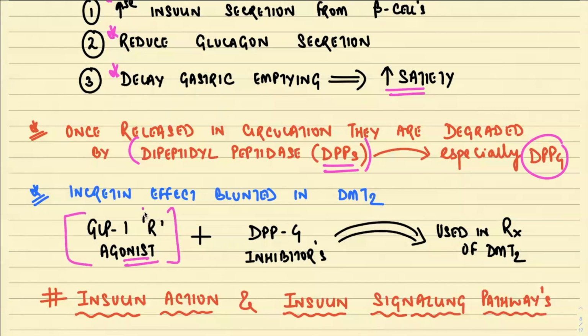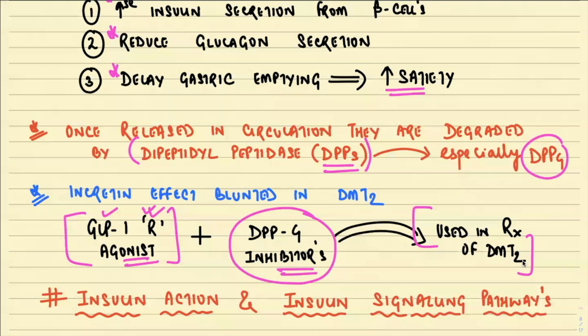Anything which is acting on the GLP-1 receptor, and is mimicking the action of GLP-1, will have an insulin-like effect. Okay, they are used in the treatment of diabetes. Also, anything which is inhibiting the enzyme that degrades GLP-1 and GIP, again, the inhibitors of these are also used in the treatment of diabetes mellitus type 2.